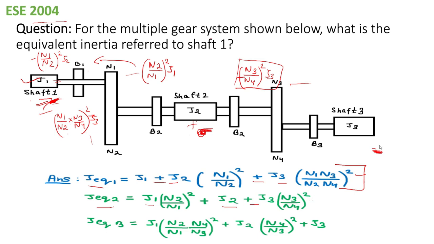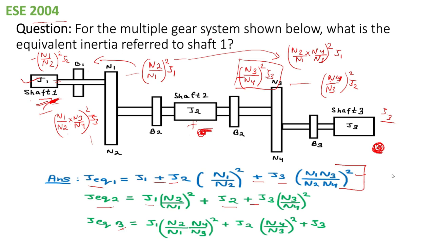And now when you have to find the equivalent inertia element at shaft 3, J3 will remain like this, J2 will become (n4/n3)² times J2, and J1 will go here, so it will become (n2/n1 × n4/n3)² times J1. Therefore, J equivalent referred to shaft 3 is equal to J1 (n2/n1 × n4/n3)² plus J2 (n4/n3)² plus J3.